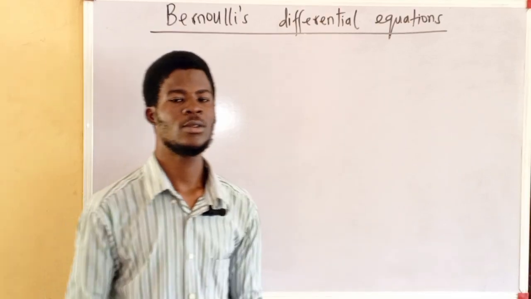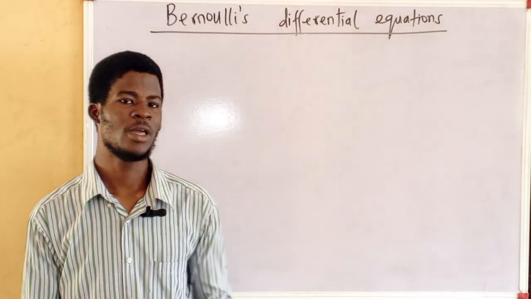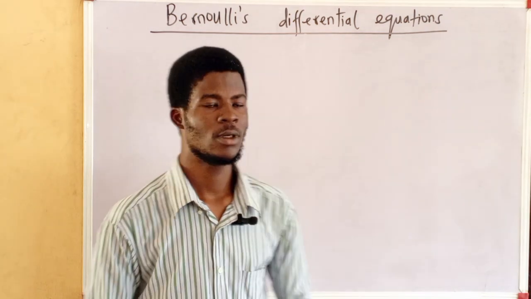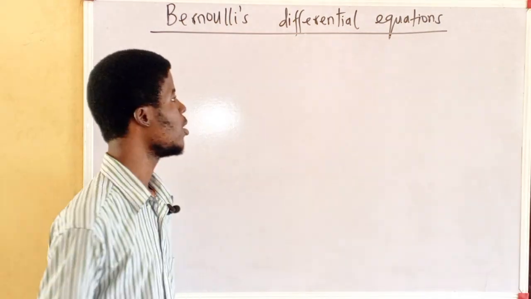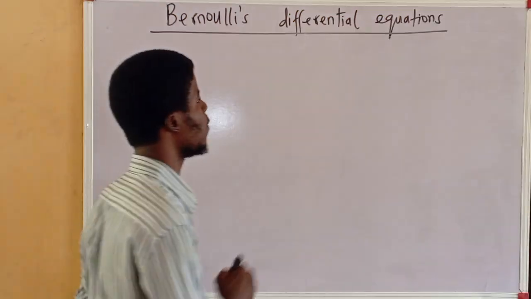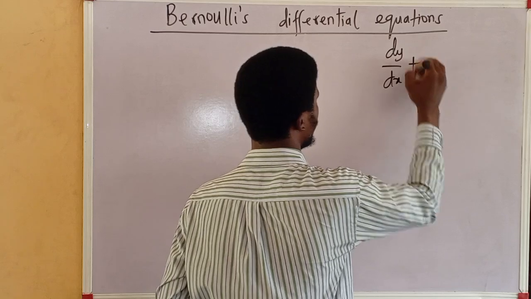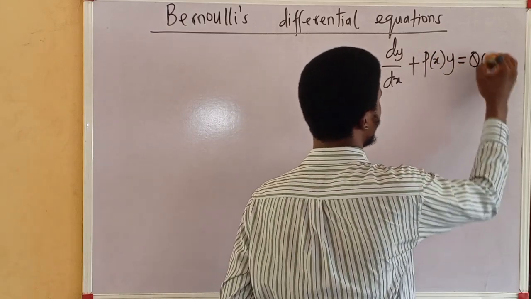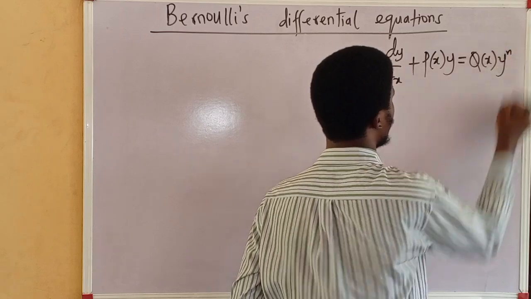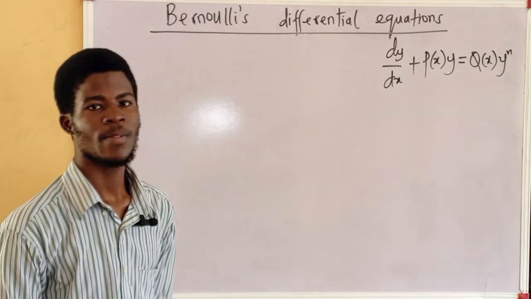Welcome back everyone. In this video, we are going to talk about how to solve a Bernoulli's differential equation. Okay, Bernoulli's differential equation. A differential equation of this form, dy/dx plus p(x) times y equal to q(x) times y to the power of n, is called a Bernoulli's differential equation.